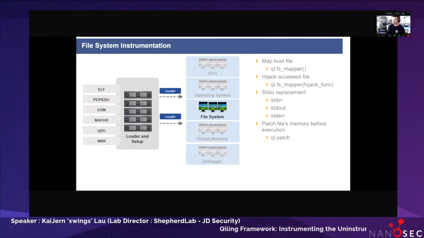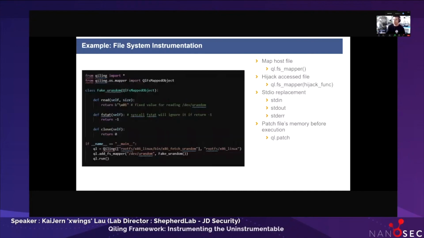So this is how you can actually patch the entire binary without touching the actual file. We also have this thing called a file system mapper. So you can always map a file into your whole system. During the entire emulation, if you discover your binary is actually taking urandom, you can always map your file onto the system's urandom. That is where you can get your properly randomized value.